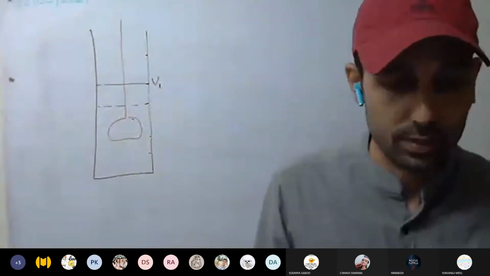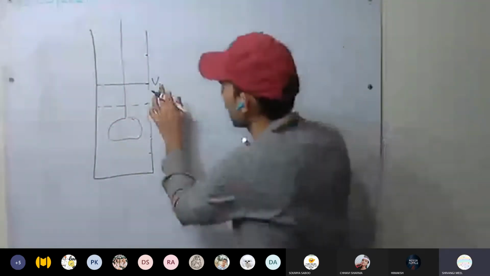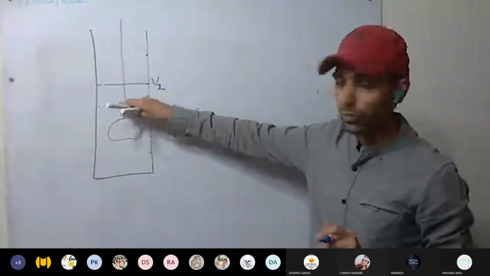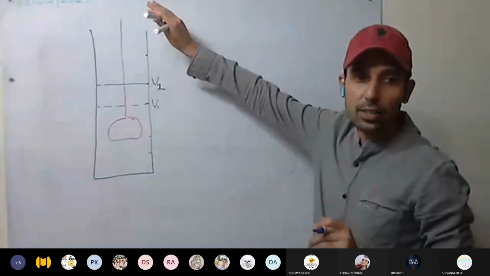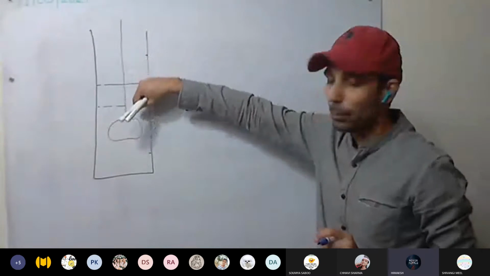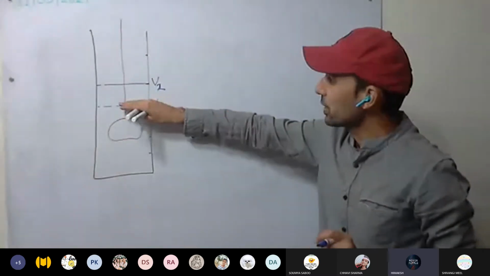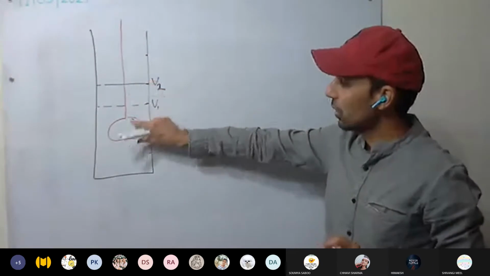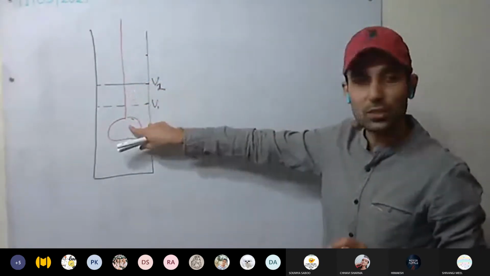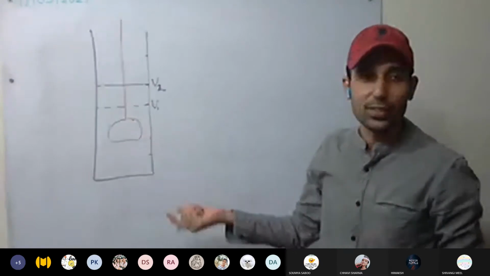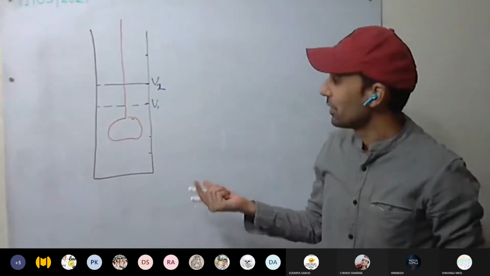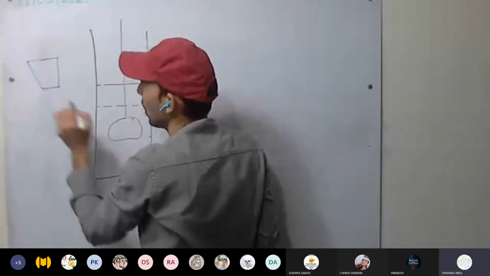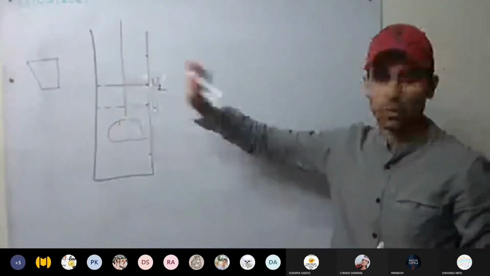Let the volume be V1. Initially, the volume was V1. As we have tied the stone to the string and immersed it completely inside the water, the water level rises to V2. So V2 minus V1 is the volume of the stone, but we don't require it, because we want to find the volume of a cork. Stone we don't want, so it is of no use.